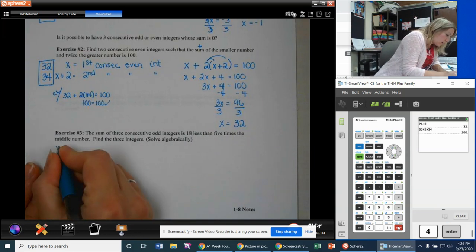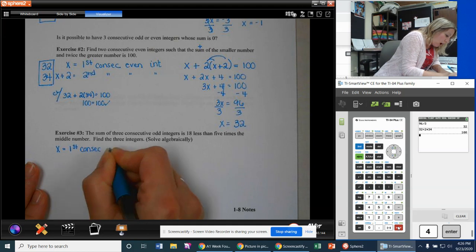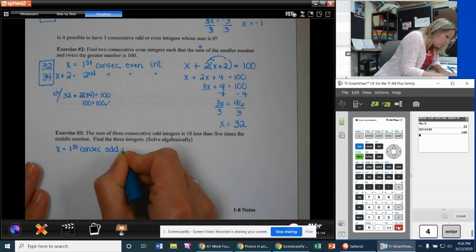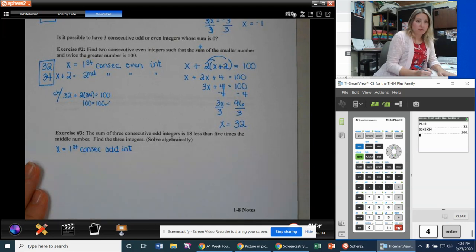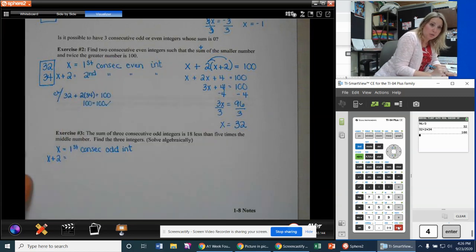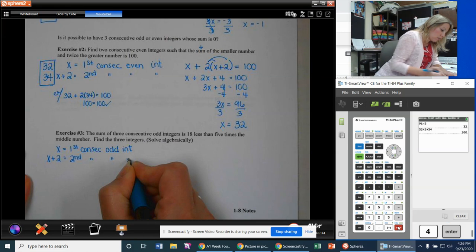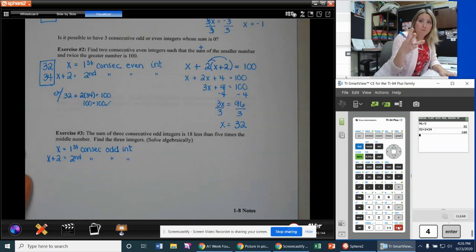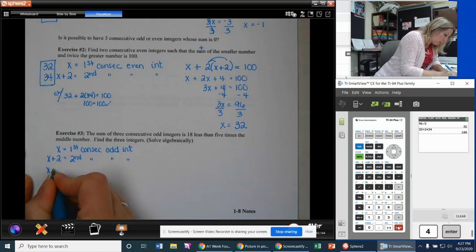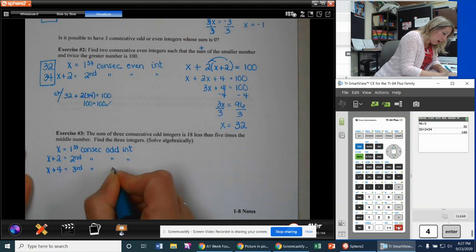So x equals your first consecutive odd integer. The next odd number, you add 2 to get to it. So x plus 2. Notice these let statements are the same as the even. It's your second consecutive odd integer. Now I need 3 total. So the third one is add 4, x plus 4, because I'm adding another 2 to it, right? It's my third consecutive odd integer.